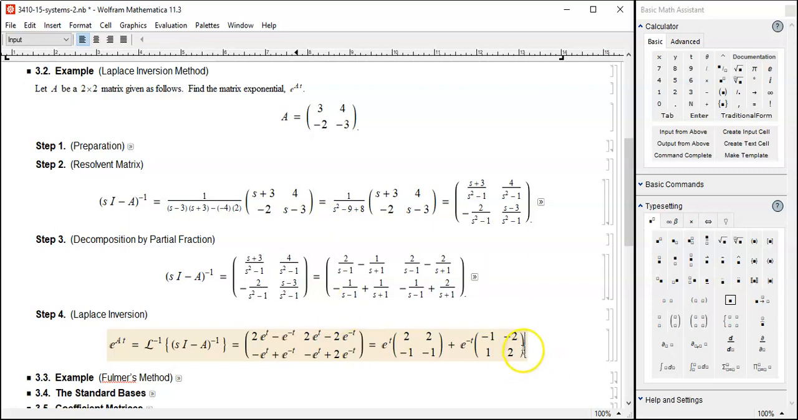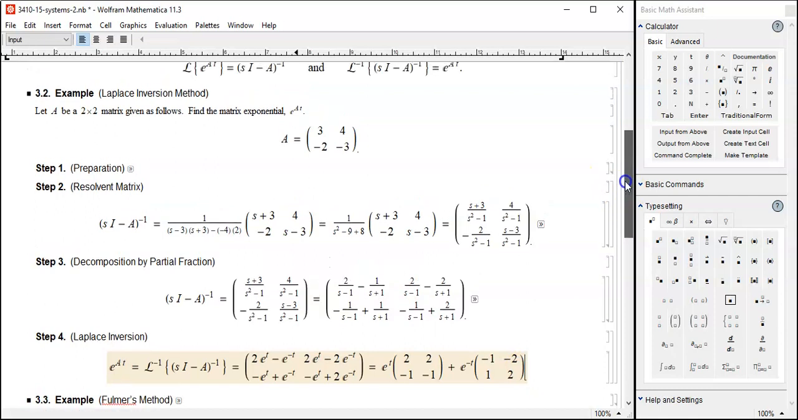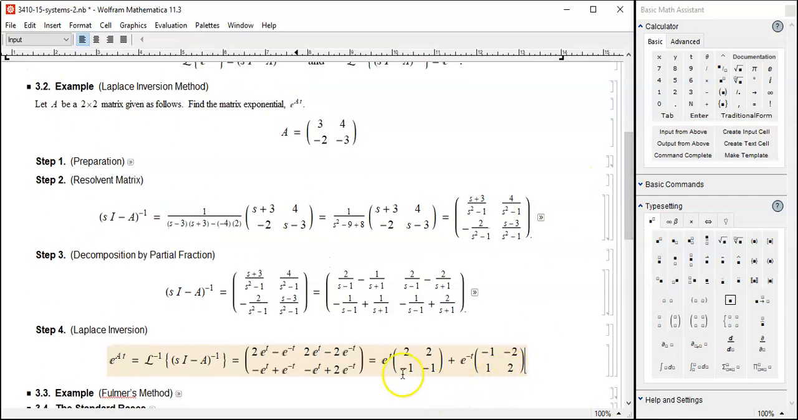And now Fulmer's method starts from this observation. So instead of doing all these computations, start from an educated guess like this. We have eigenfunctions, and then coefficient matrices, and then we are trying to identify the coefficient matrices from an alternative viewpoint instead of doing these computations. That's Fulmer's method.